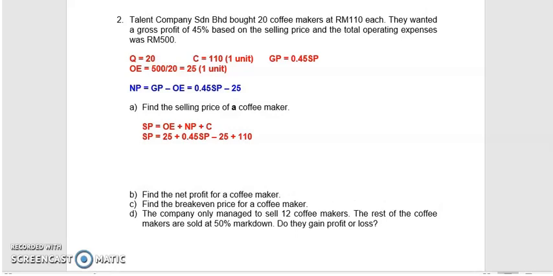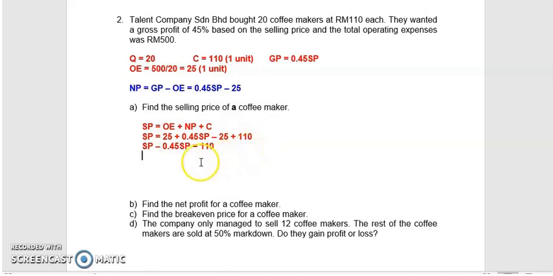And then you make SP as the subject. SP minus 0.45 SP. So positive, you bring to left hand side become negative. So 25 minus 25, 0 plus 110. So here equivalent to 110. So SP means 1 SP. So 1 SP minus 0.45 SP will be 0.55 SP.